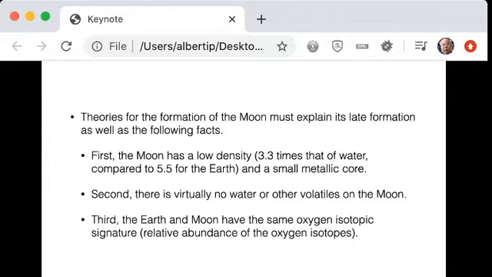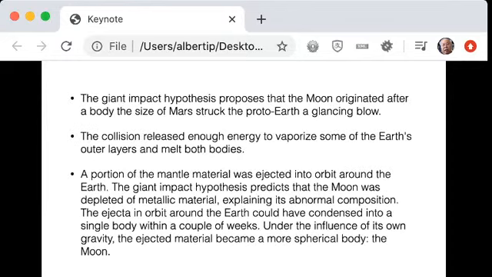But for the little oxygen that's available from the moon, we find that it has the same signature as the oxygen on Earth, so they are probably part of us. This is the so-called giant impact hypothesis.